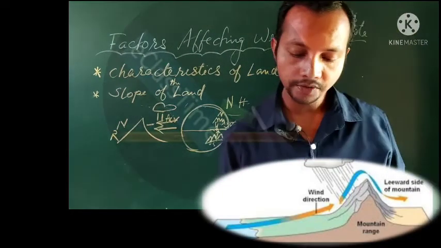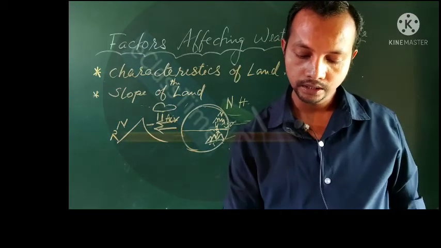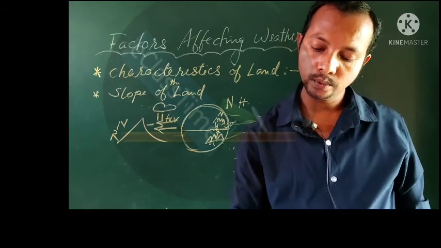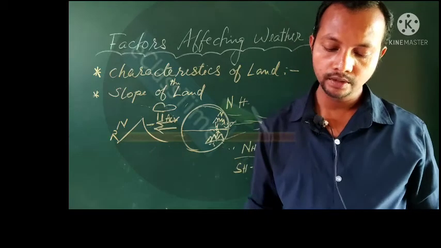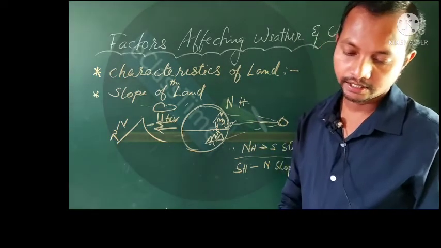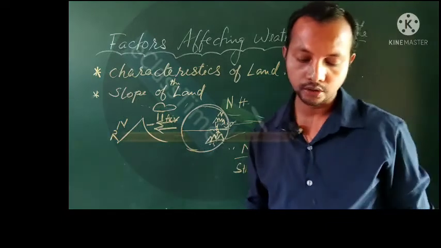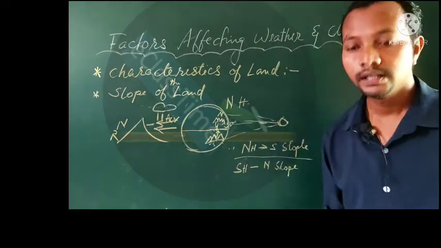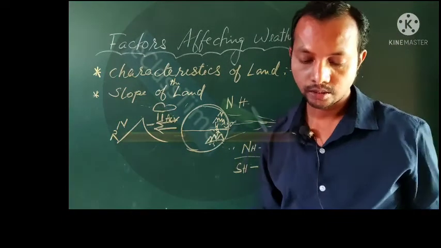The slope of a land also matters. The windward side will be having more rain, whereas the other side will be having less temperature and less rainfall. Because of the slope there will be a difference in the temperature and a difference in the rainfall also. So that is all about the slope of a land.